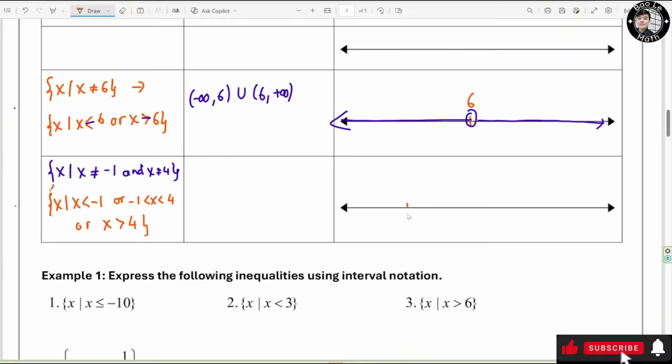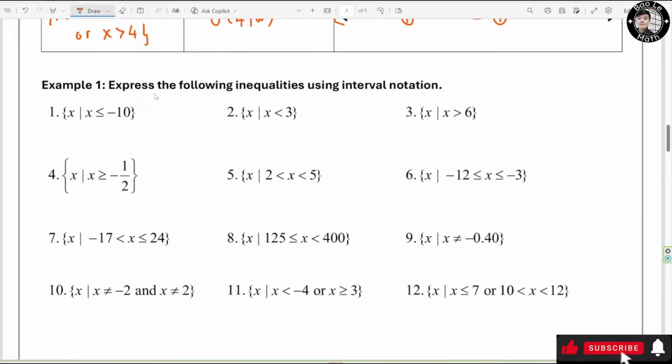So we put negative 1 right here and 4 right here, right? So it's going to be this interval right here, this one right here, and this one right here. Right here we have the open circle. So it should be negative infinity, comma, negative 1, union, negative 1 to 4, union, 4 to infinity.